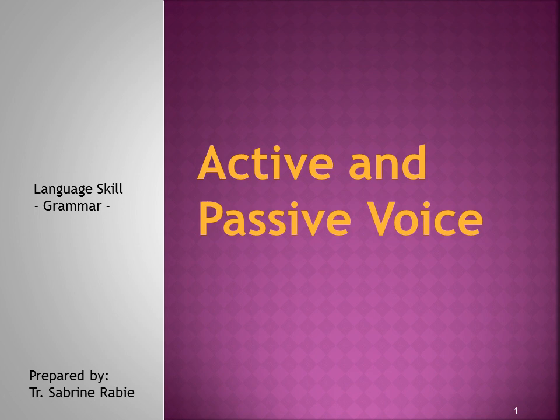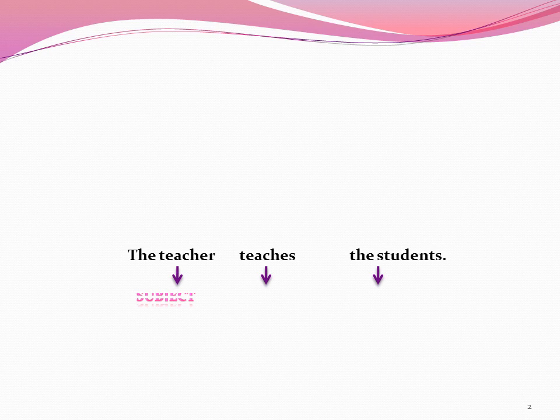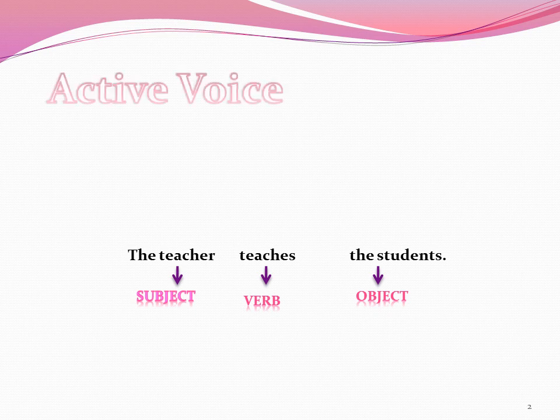Hello, today we are going to discuss and illustrate the difference between active and passive voice. Let's observe the following sentence first. The teacher teaches students. Let's try to identify the parts of speech of this sentence. The teacher is the subject, teaches the verb, the students is the object.